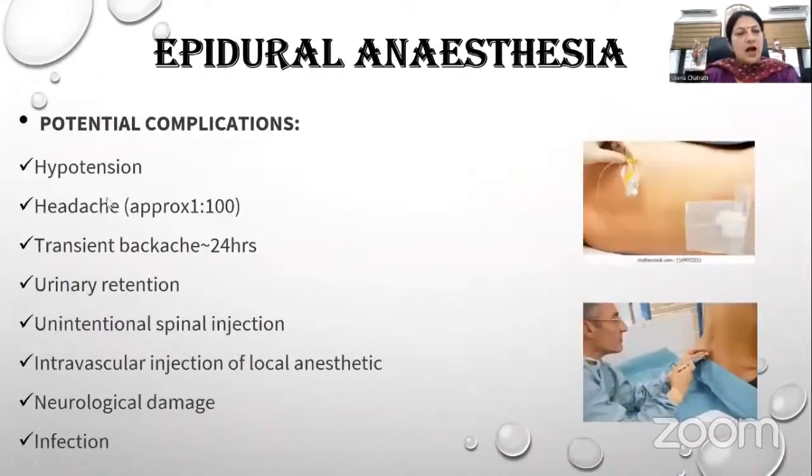The major complications are hypotension, headache if accidental dural puncture occurs, transient backache, urinary retention, and unintentional spinal injection if it occurs. Then intravascular injection of the local anesthetic due to the increased vascularity of the epidural venous plexus, then chances of neurological damage and infection.